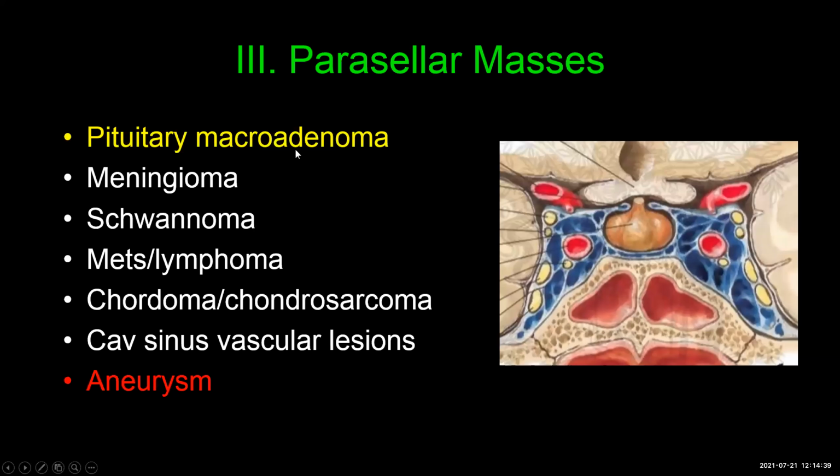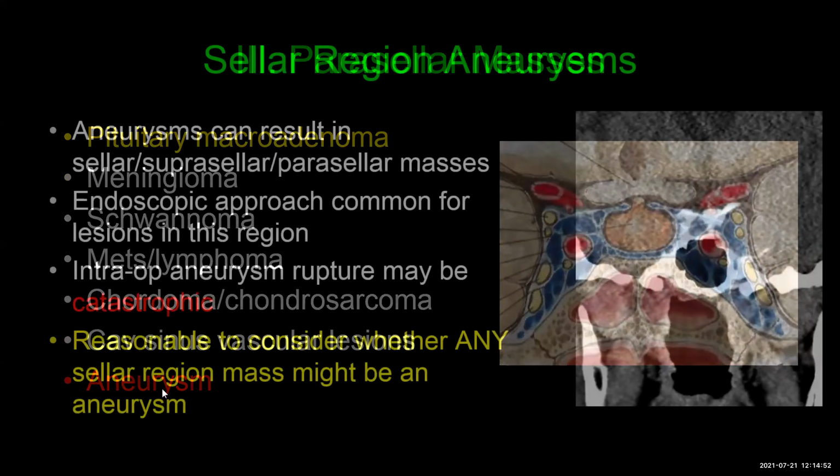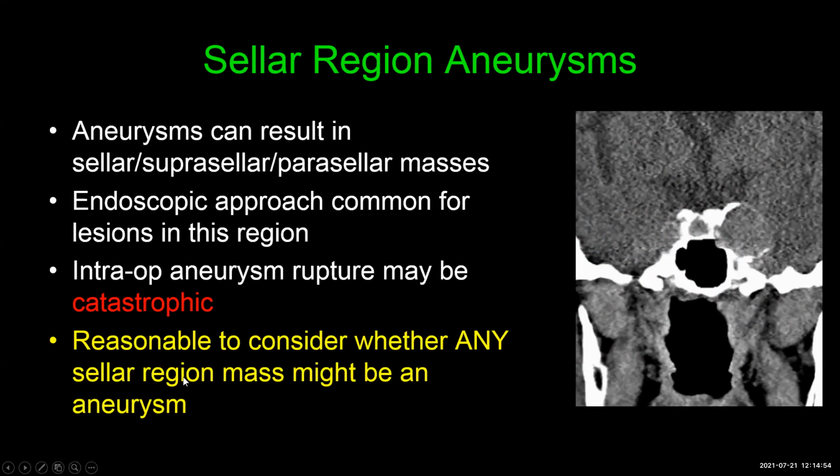Again, pituitary macroadenoma growing into the cavernous sinus is the most common cause of a parasellar mass. But we have to add a few things here, and we're not going to talk about all of them, but we do want to focus on aneurysms, because that is a diagnosis we definitely want to make before a surgeon plans on going in there.